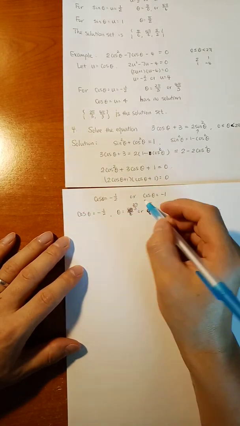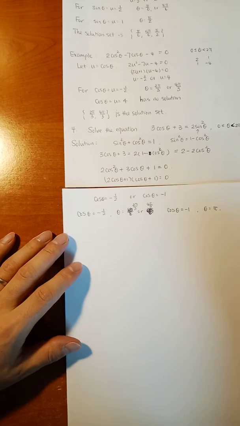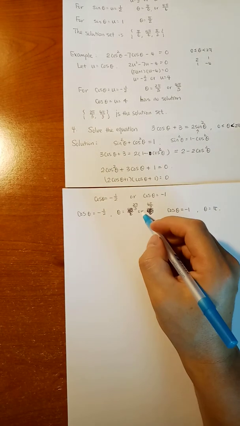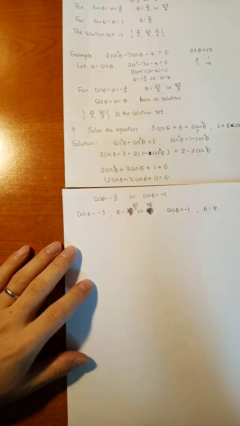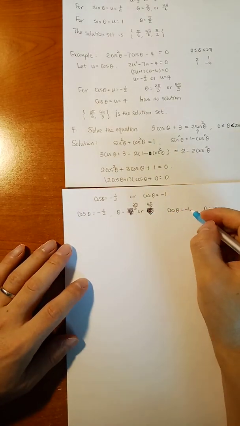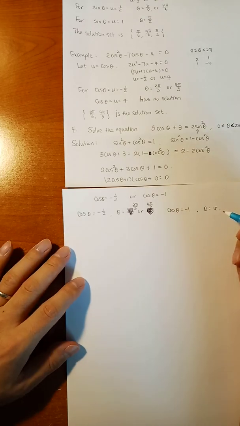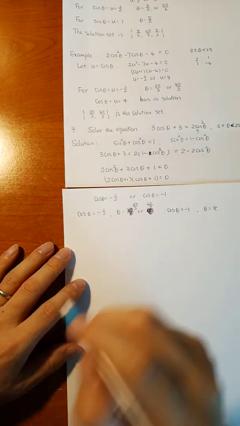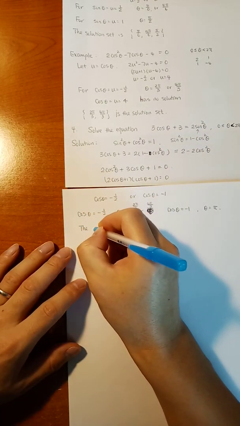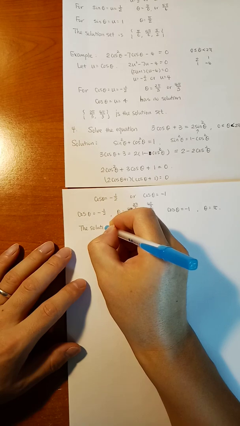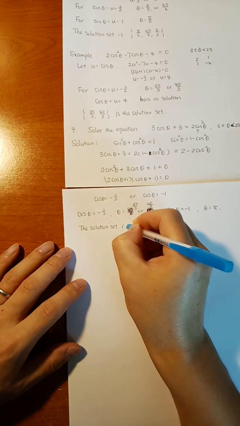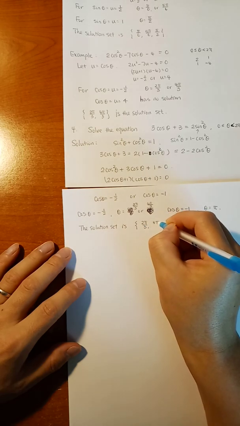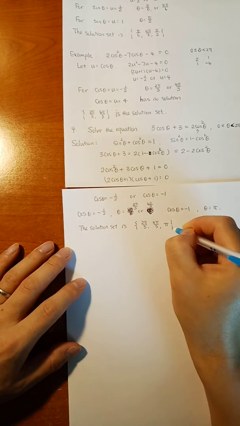Cosine theta is negative 1/2, then theta is 2 pi over 3 and 4 pi over 3. Yeah, the evaluation table, you must memorize it correctly. This was wrong, my bad. Cosine theta is negative 1, then theta is pi. This one is correct. So the solution set is 2 pi over 3, 4 pi over 3, and pi. That's it.